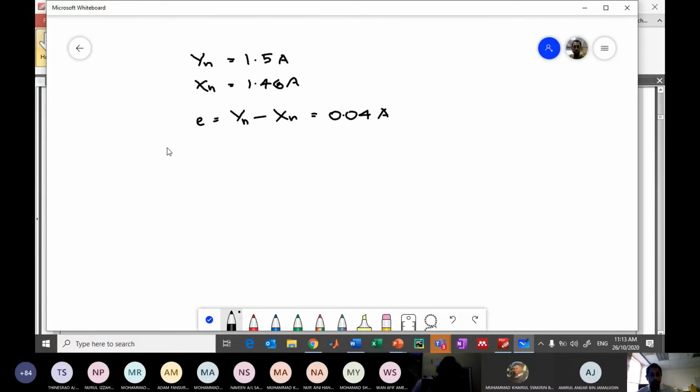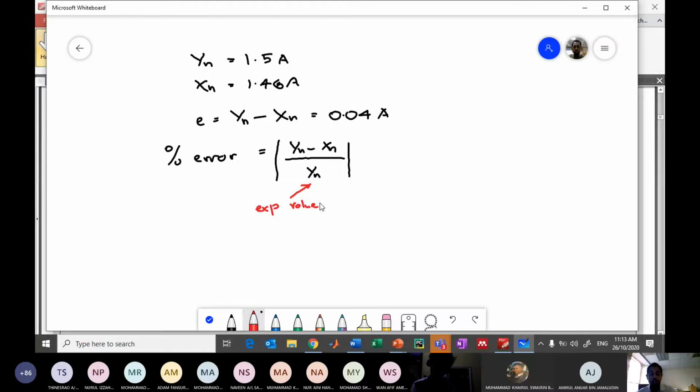And then to calculate the percent of error, we replace the value from the equation given. So we have magnitude Yn minus Xn divided by Yn. Okay, so for this part, make sure you be careful. Always replace this value here with the expected value, not the measured value. Sometimes students tend to make mistake when they put the value below here. And then multiply with 100%.